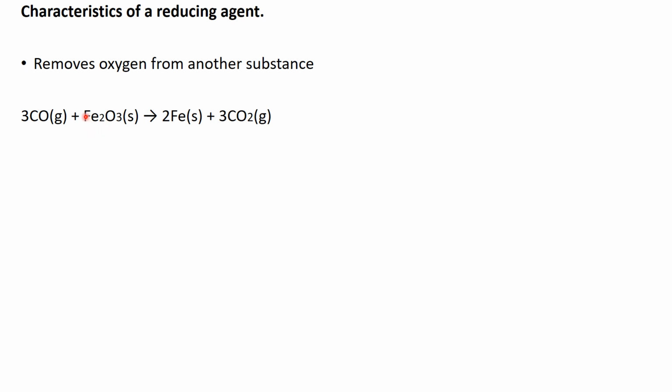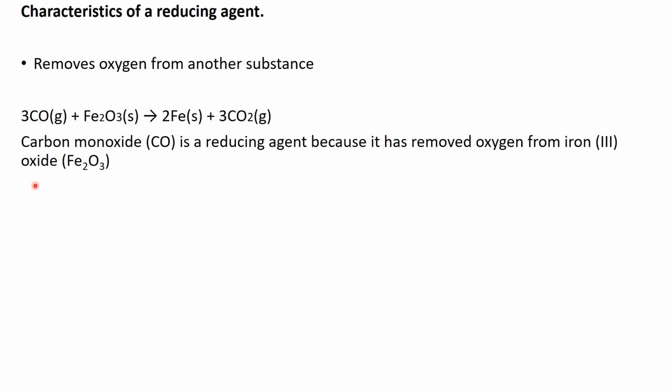Therefore, since it removes the oxygen, carbon monoxide is the reducing agent. Then iron oxide is the one that has been reduced. So here we can say carbon monoxide is a reducing agent because it has removed oxygen from iron(III) oxide.